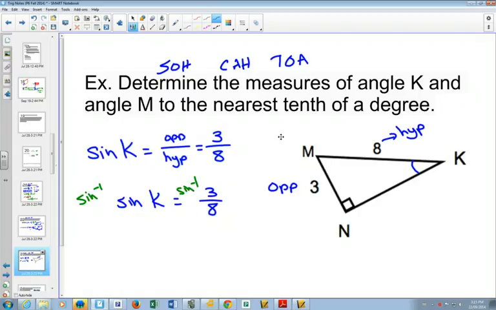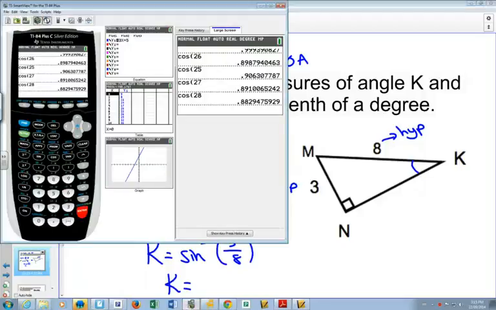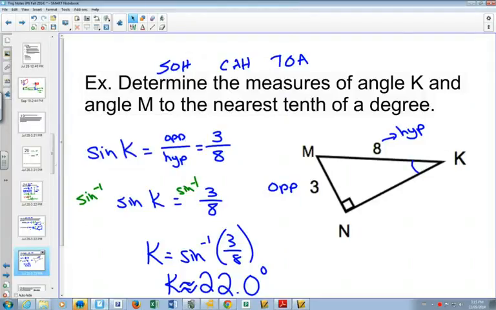And then we would get K by itself. We type that into our calculator, and it'll tell us that angle K is sine inverse 3 divided by 8, 22.02. How much are we supposed to do our rounding to? Nearest tenth. So you'd put the decimal 0 and your degree sign. I'll change these into approximation signs. And we know now that K over here is 22.0 degrees.